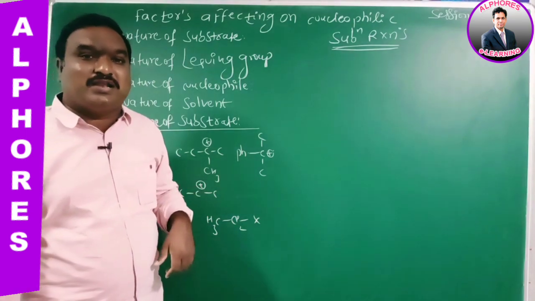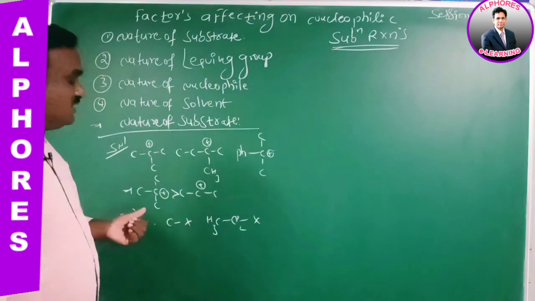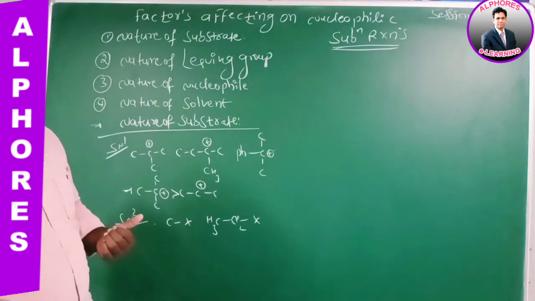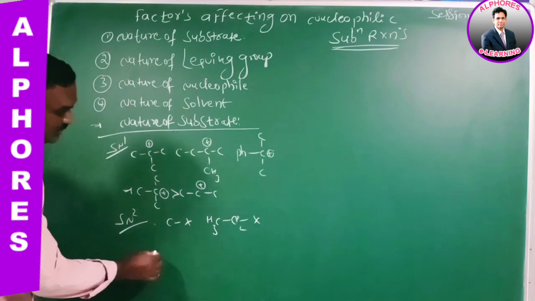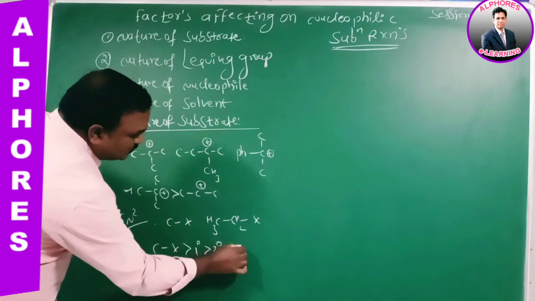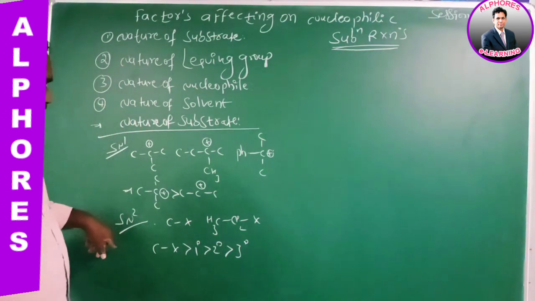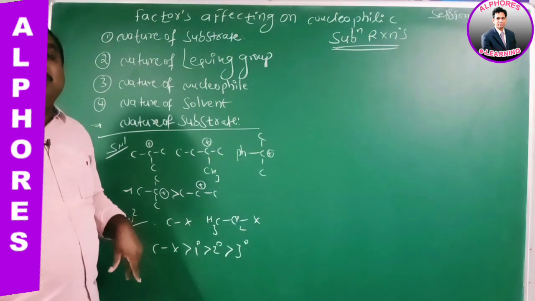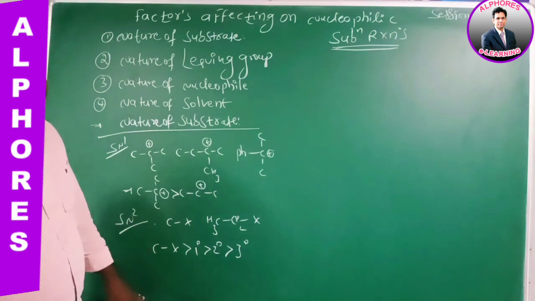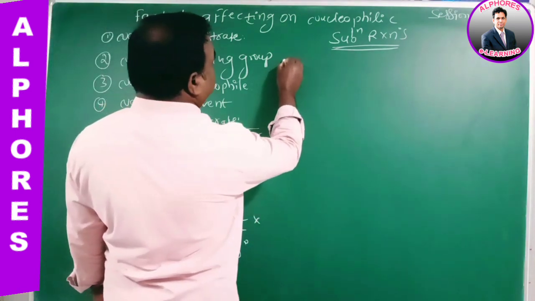Steric nature is important in SN2 reactions. That means primary alkyl halides are more reactive when compared to secondary, and secondary are more reactive when compared to tertiary, in bimolecular nucleophilic substitution reactions.